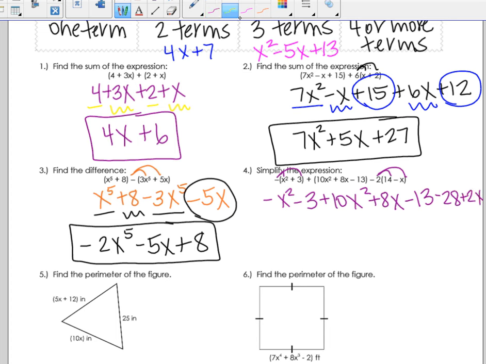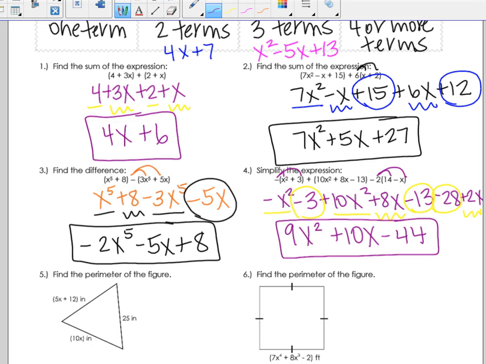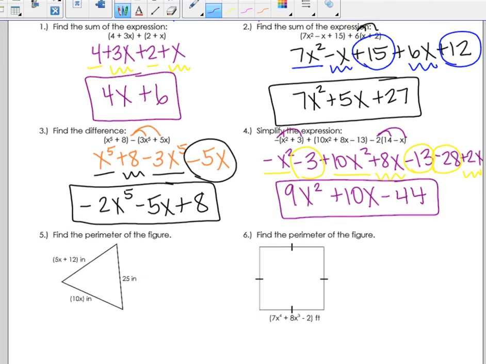Now when we go to look at like terms here, we have an x squared here and an x squared here. We have a constant here, here, and here, and then our x term and our x term. So we end up with negative 1x squared plus 10x squared is 9x squared. My x's, I have 8 here and 2 here, so 10 total, so plus 10x. And then negative 3 minus 13 minus 28, if you combine all those, you get negative 44. And that's your simplified answer there. So that's just straight addition and subtraction when you're combining polynomials.